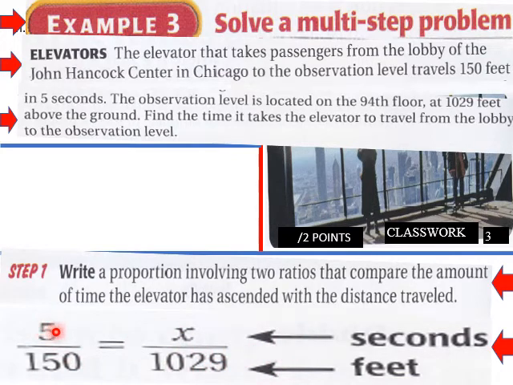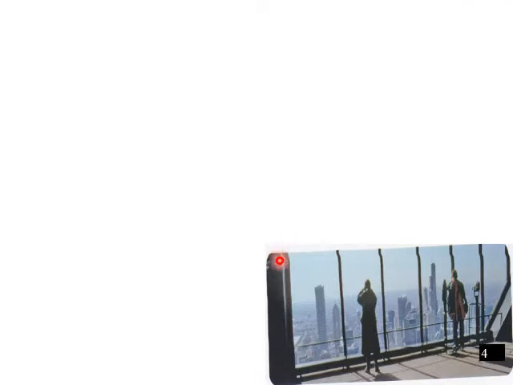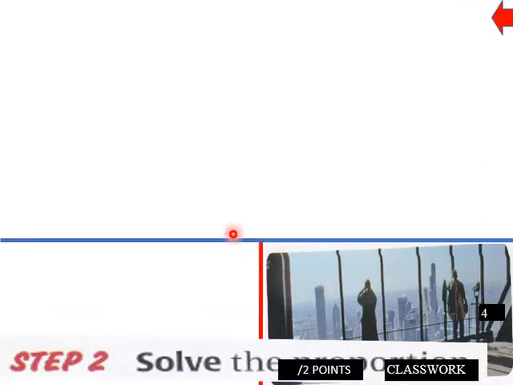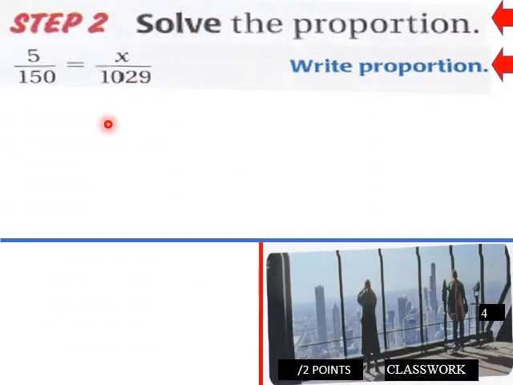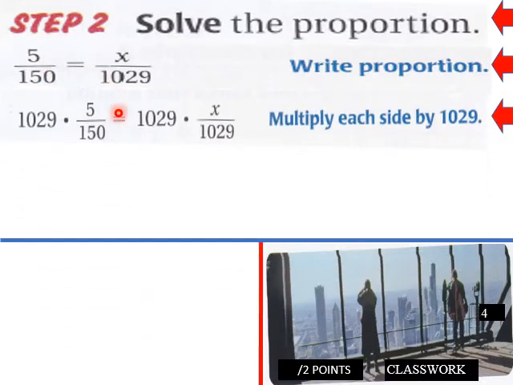So we know it goes 150 feet in 5 seconds. How long does it take to get to the observation deck is what we're asking. To do that, we need to solve the proportion. So here's our proportion. We cross multiply. So we have 1029 times 5 over 150 equals 1029 times x over 1029.